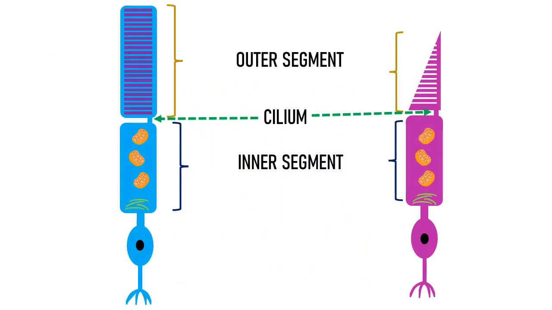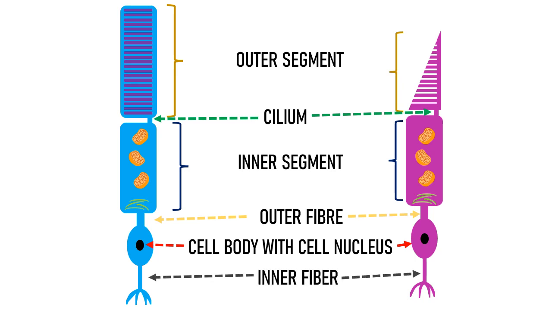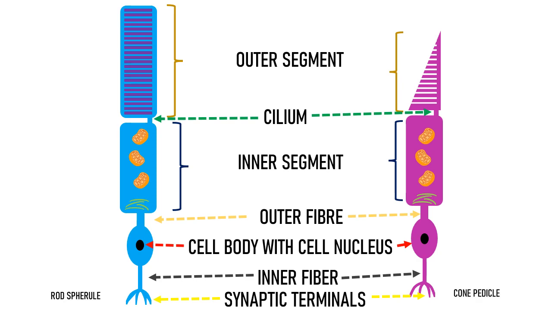Coming back to the structure of a photoreceptor, the nucleus of the photoreceptor lies inside the cell body. Then there is an outer fiber and an inner fiber. The outer fiber connects the inner segment to the cell body, while the inner fiber is an axonal process. It arises from the cell body and ends in synaptic terminals, which contain synaptic vesicles. In the case of rods, this synaptic terminal is called a rod spherule, while the synaptic terminal of a cone is called a cone pedicle.